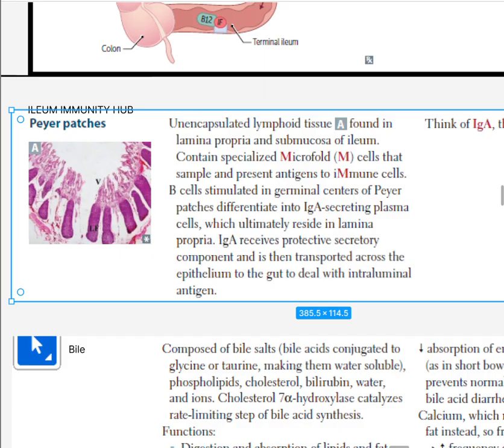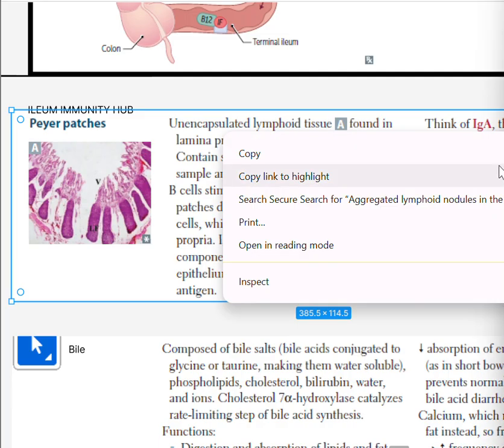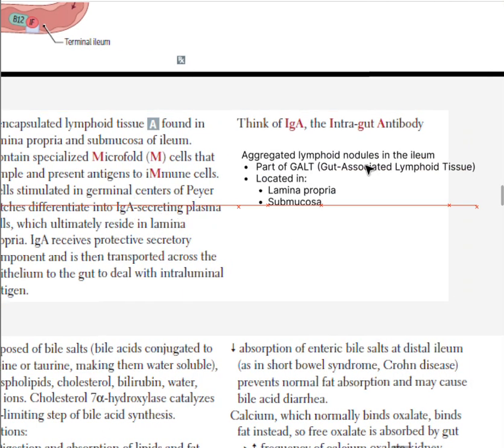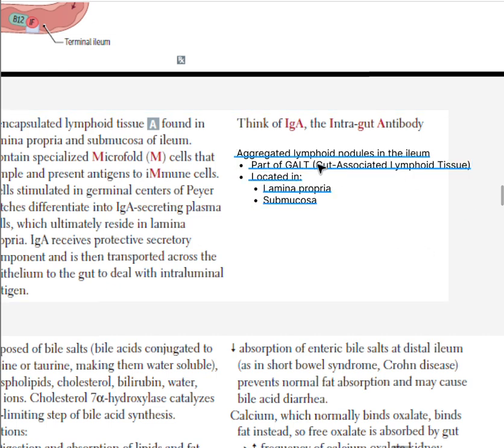And whenever we get H. pylori, there is a very high chance of getting a GALT lymphoma, right? Don't get lost here. I'm going to post what I said here. So they're aggregated lymphoid nodules in the ileum. They're part of the gut-associated lymphoid tissue, and they're located in the lamina propria and the submucosa.